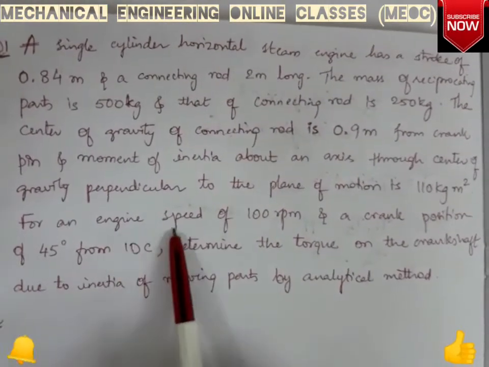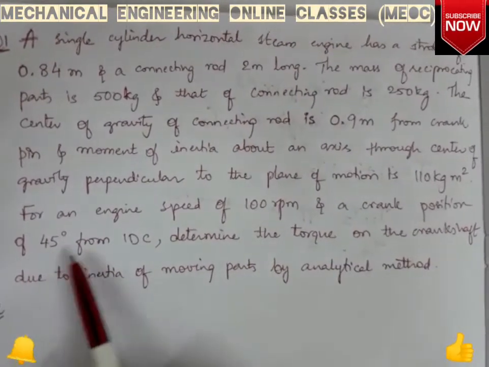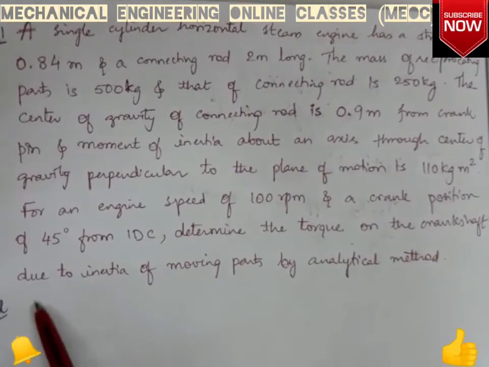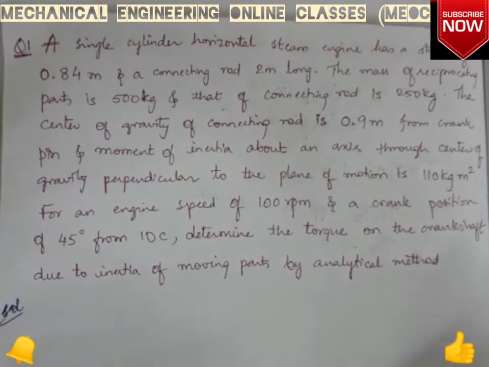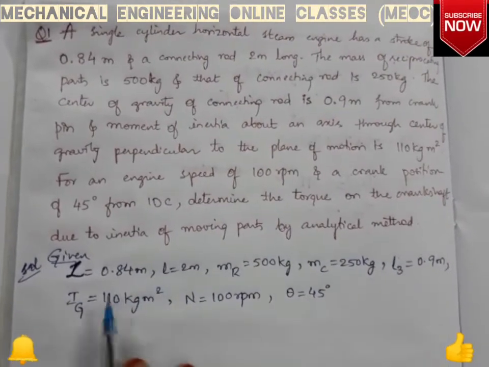So for an engine speed of 100 rpm and a crank position of 45 degree from IDC, determine the torque on the crankshaft due to inertia of the moving parts by analytical method. So let us write the given data to this. So all the given data is noted down.